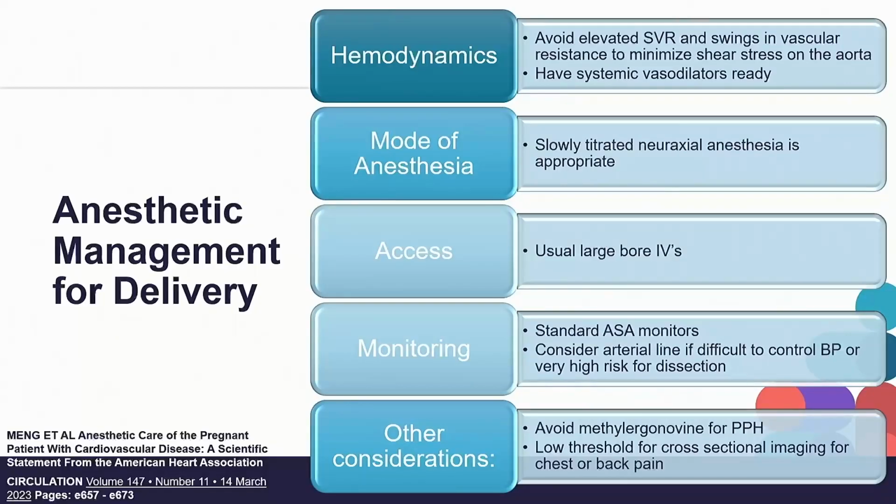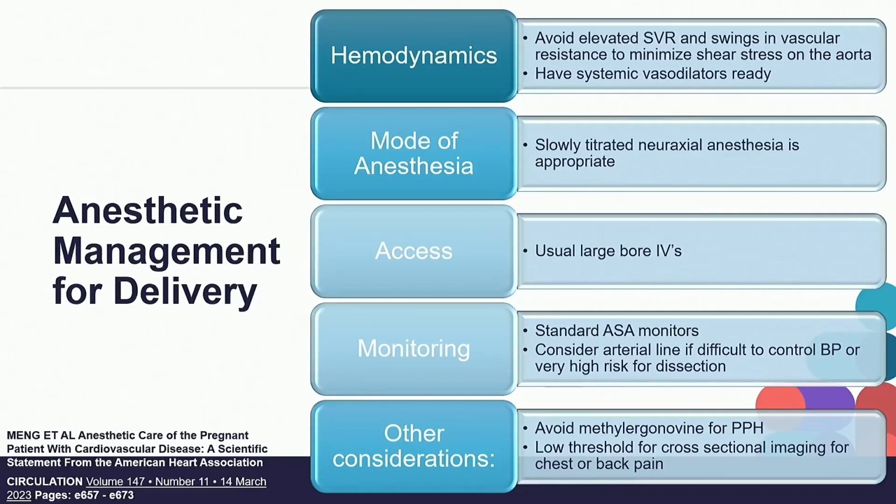So how are we going to manage the delivery? And this is geared more towards that C-section in these patients. If they are undergoing a vaginal delivery or an induction, we obviously highly recommend an epidural because that helps smooth out a lot of the fluctuation and the blood pressure issues you might see. But if your patient is coming for a C-section, like our patient at the beginning did, the slowly titrated neuraxial anesthesia, as you would see in other things, is very appropriate.